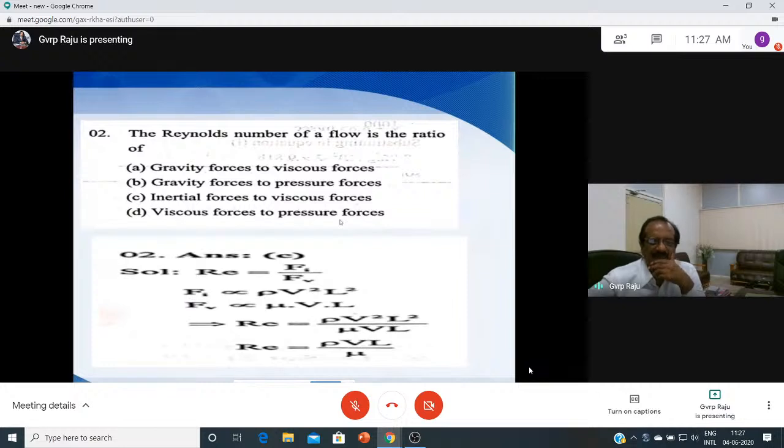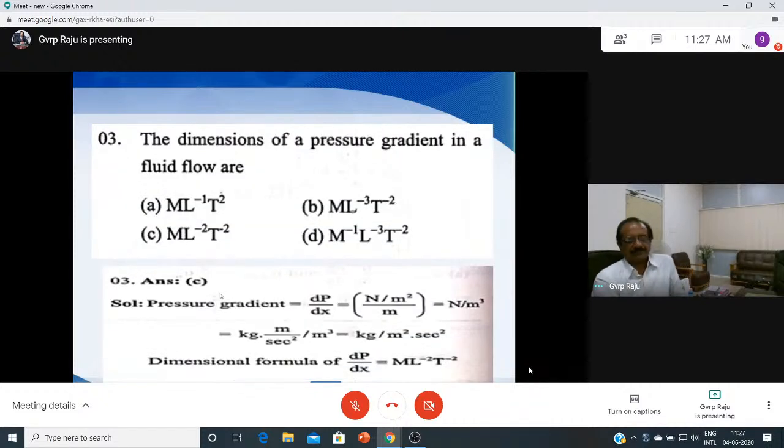The Reynolds number of a flow is the ratio of, this is the basic definition of Reynolds number, inertia force to viscous force. Reynolds number is the ratio of inertia force to viscous force, that is rho V d by mu. The definition itself is inertia force to viscous force. The answer is C. For 2 it is C.